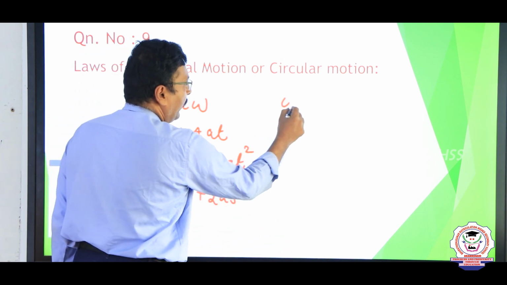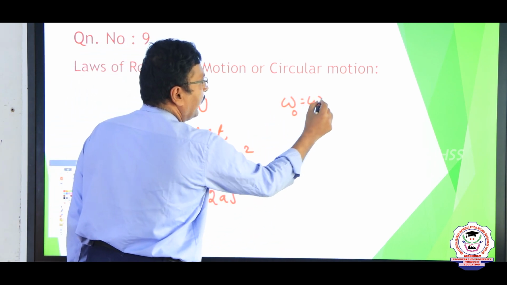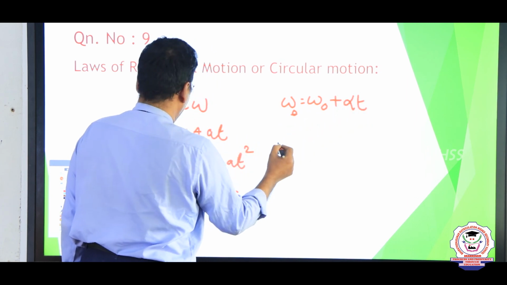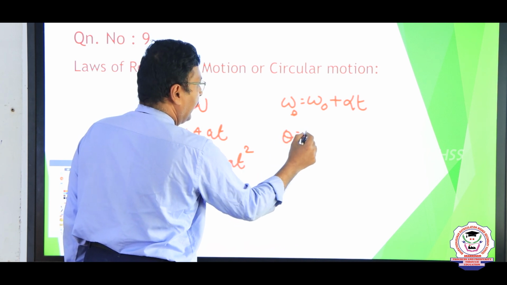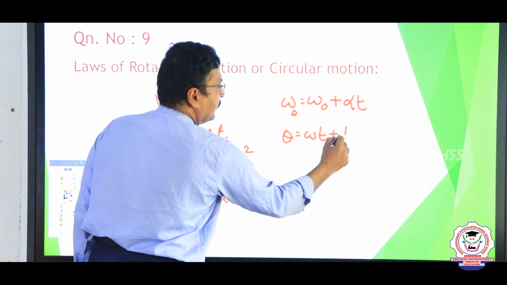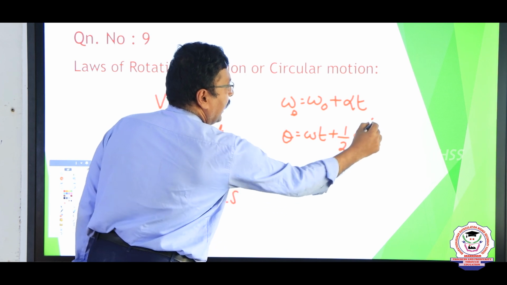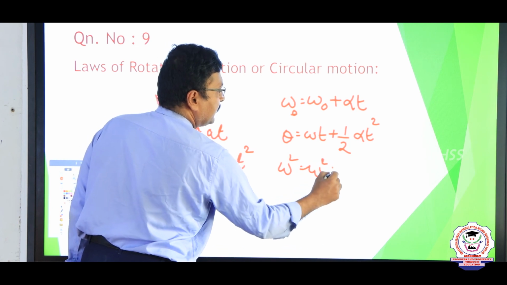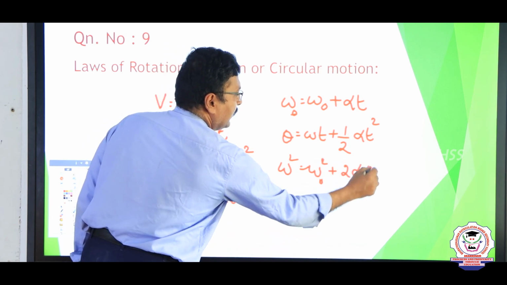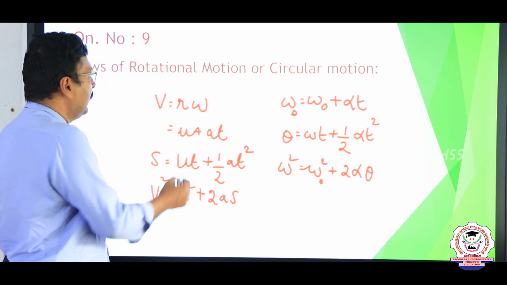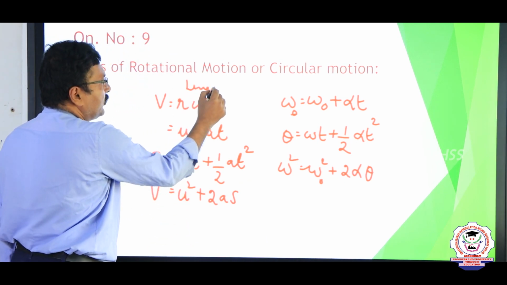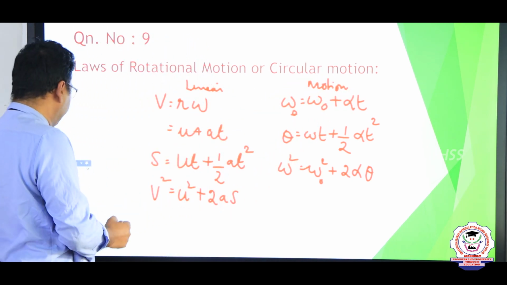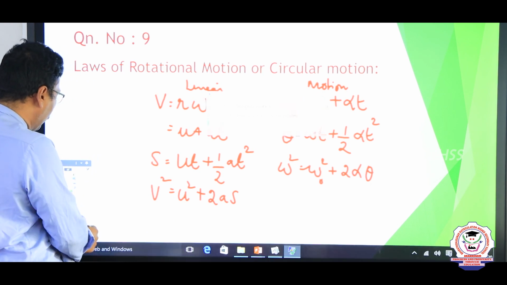For the same thing, omega is equal to omega naught plus alpha t, and theta is equal to omega naught t plus half alpha t square, and the last one, omega square is equal to omega naught square plus 2 into alpha theta. So these are the three equations, a comparison between linear and rotational motion. With this, we have successfully completed the initial problems on linear and rotational motion.